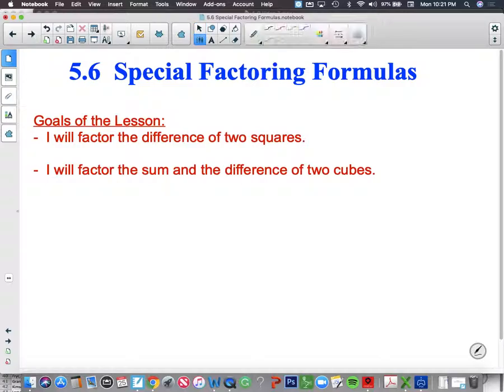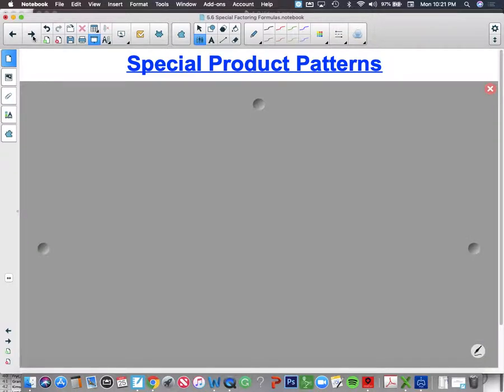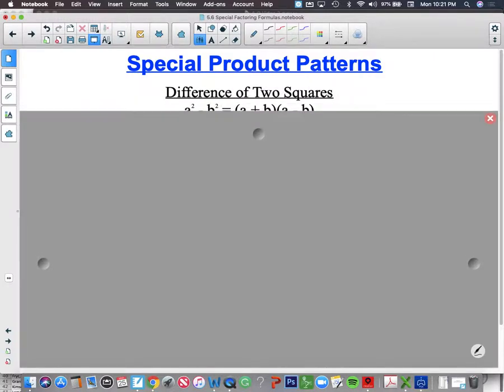I guess sum and difference of two cubes. Okay, so with the cubes, that would be something to the third power. You can have sum or difference, so difference is subtraction. Okay, so our special product pattern, difference of two squares.